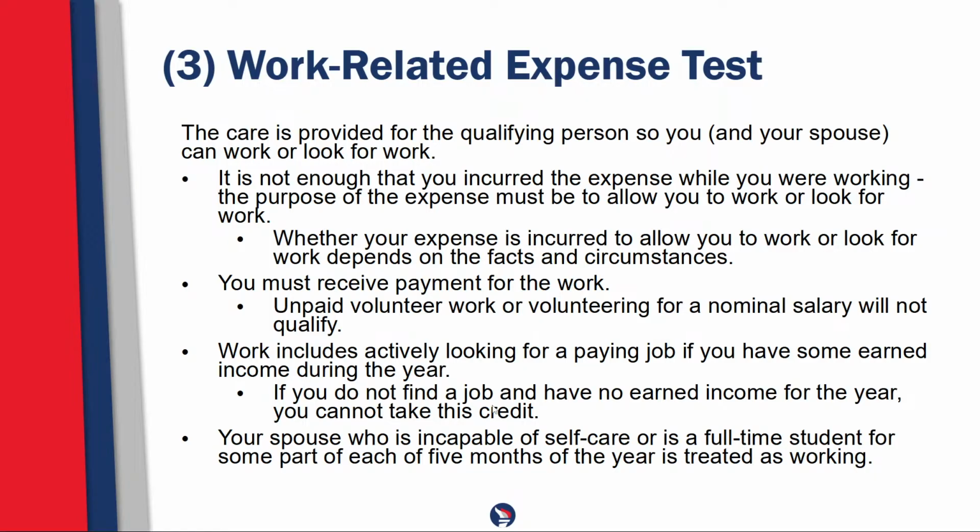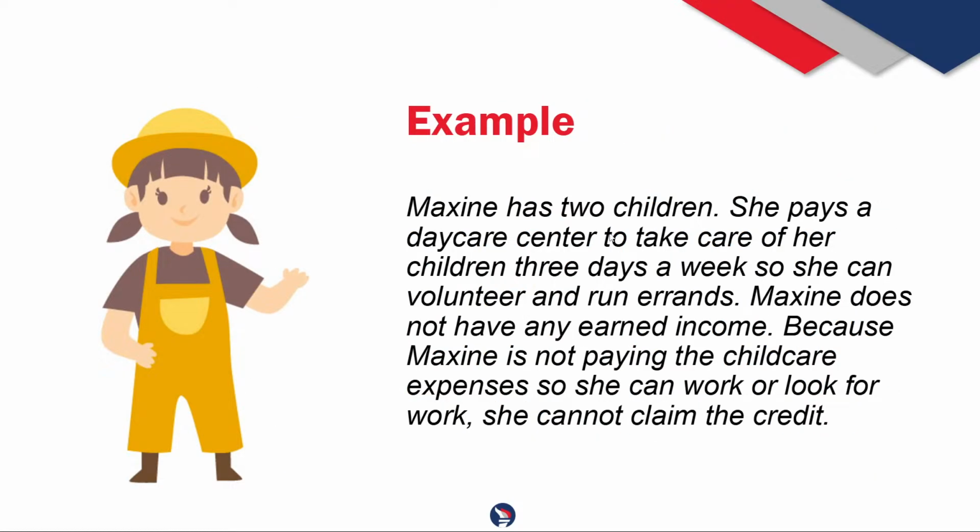So remember that Grant example that we're going to have running through here. Maxine, 2 children, pays daycare to take care of her children 3 days a week so she can volunteer and run errands. Maxine does not have any earned income because Maxine is not paying for child care expenses so she can work. She can't claim the credit.